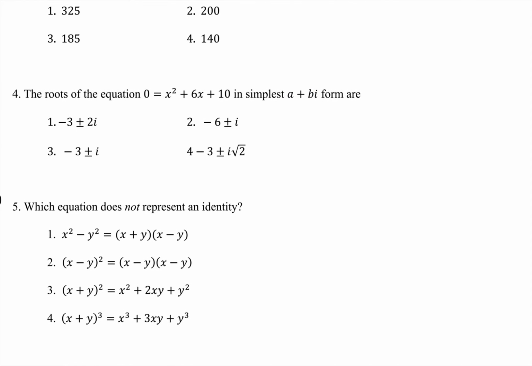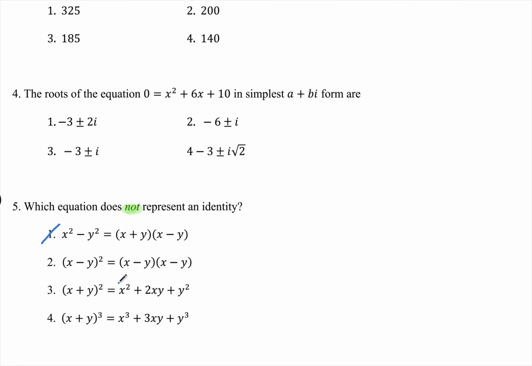Last one. Which equation does not represent an identity? So that means there's only one here. Three work, one doesn't work. So I want to look for the ones that I know work right off the bat. I'm looking at number 1. Number 1 is an example of a difference of perfect squares, because x squared minus y squared is just x plus y times x minus y. That one works. Let's get rid of it.